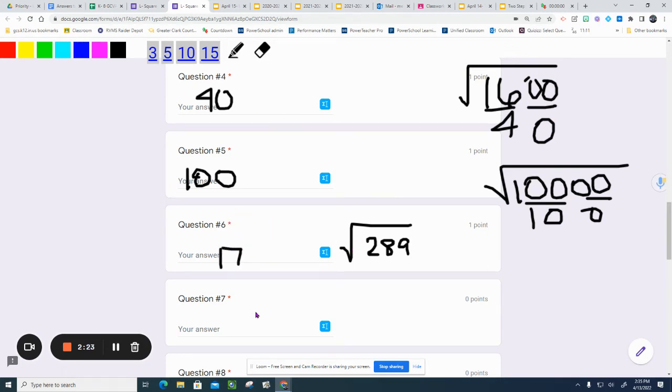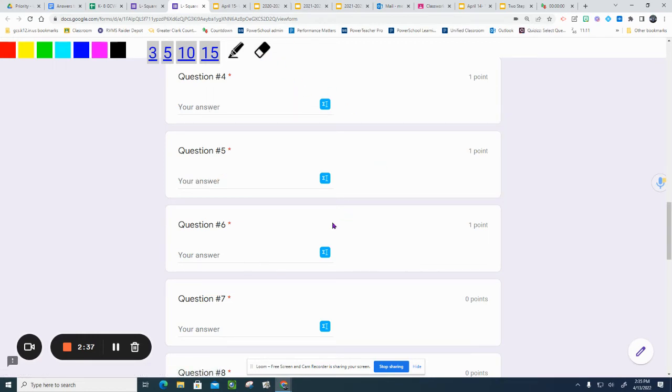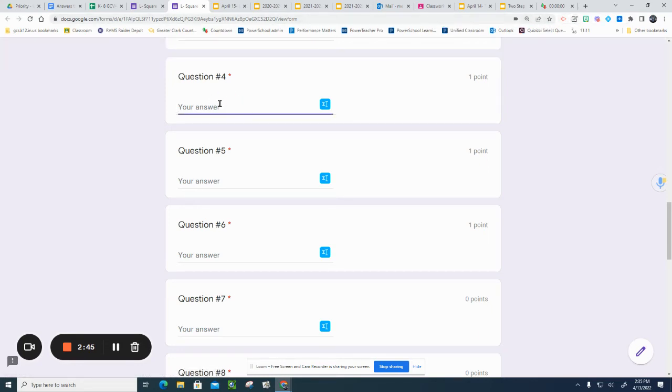We're down to number 7. This is where we have to estimate. So we spent some time doing this. I am going to put the answers in because I know most of my students that are virtual are going to just use a calculator. I'm going to tell you how to answer those. So let me hold on just a second. I want to make sure that I get all these answers in here. 40, 100, 17.